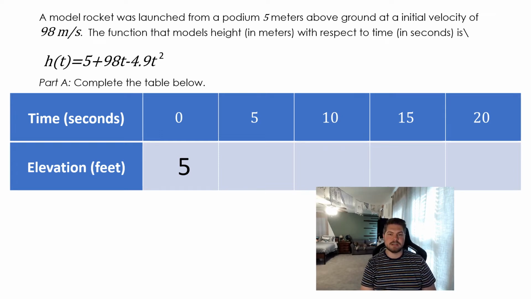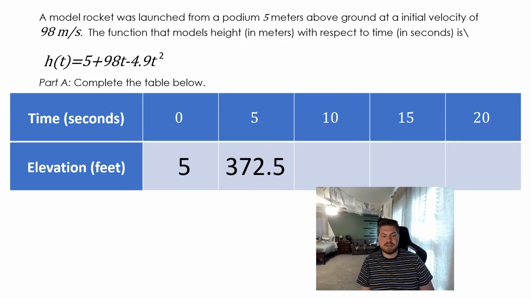So on your calculators, go ahead and do 5 squared. There should be a button to square it, or you can do 5 times 5, and then times negative 4.9. Once you have that, you're going to do 98 times 5 and then subtract that from the current number or add it to the negative number. And then add it by 5. You should get about 372.5 feet.